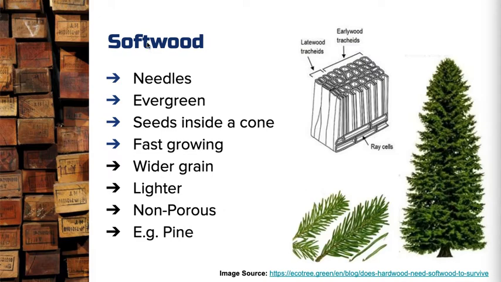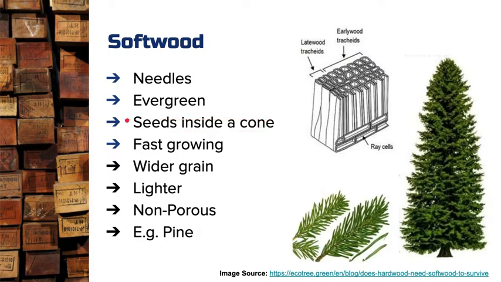Softwoods usually don't lose their leaves. So in autumn, the leaves do not fall off a softwood usually, which makes them called evergreen. So instead of being deciduous like a hardwood where the leaves fall off in winter and autumn, an evergreen stays green forever, at all times.